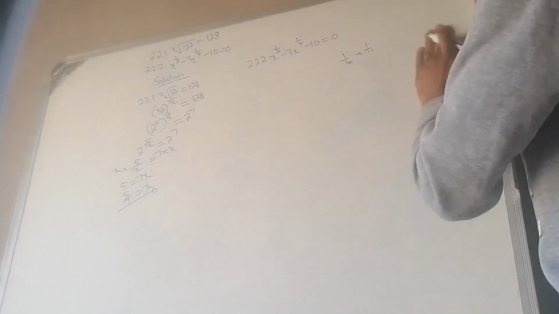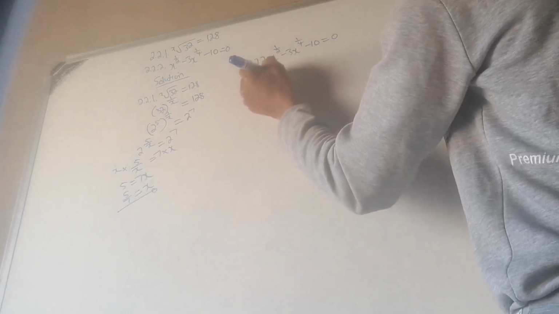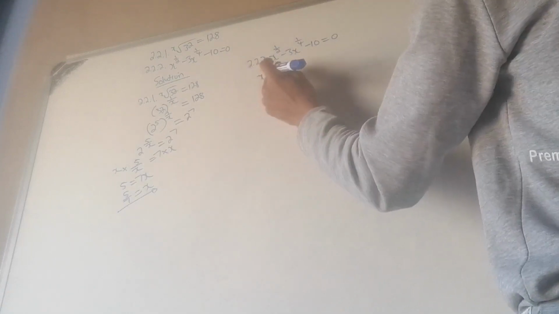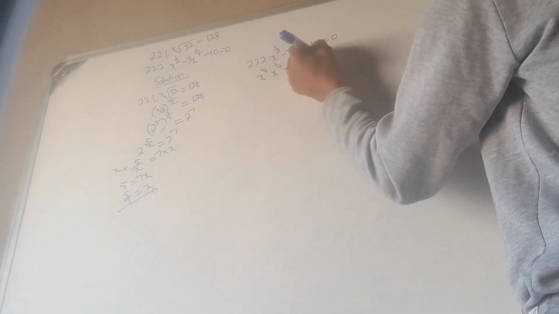So in other words, x to the power 1 and a quarter times x to the power 1 and a quarter, because when I multiply I add the exponents, gives x to the power 1 half, minus 3x to the power 1 and a quarter minus 10 equals 0. So this is the k method.